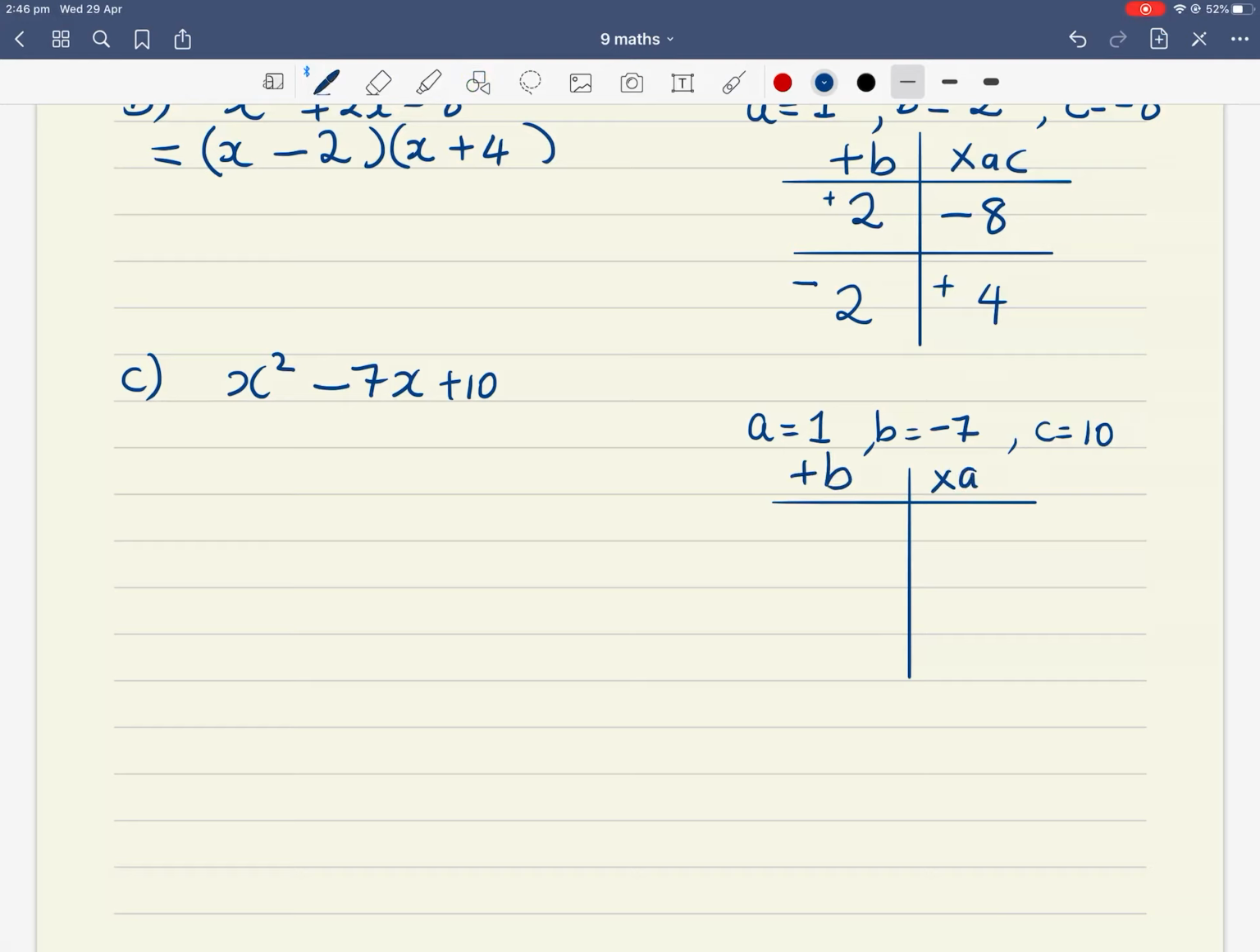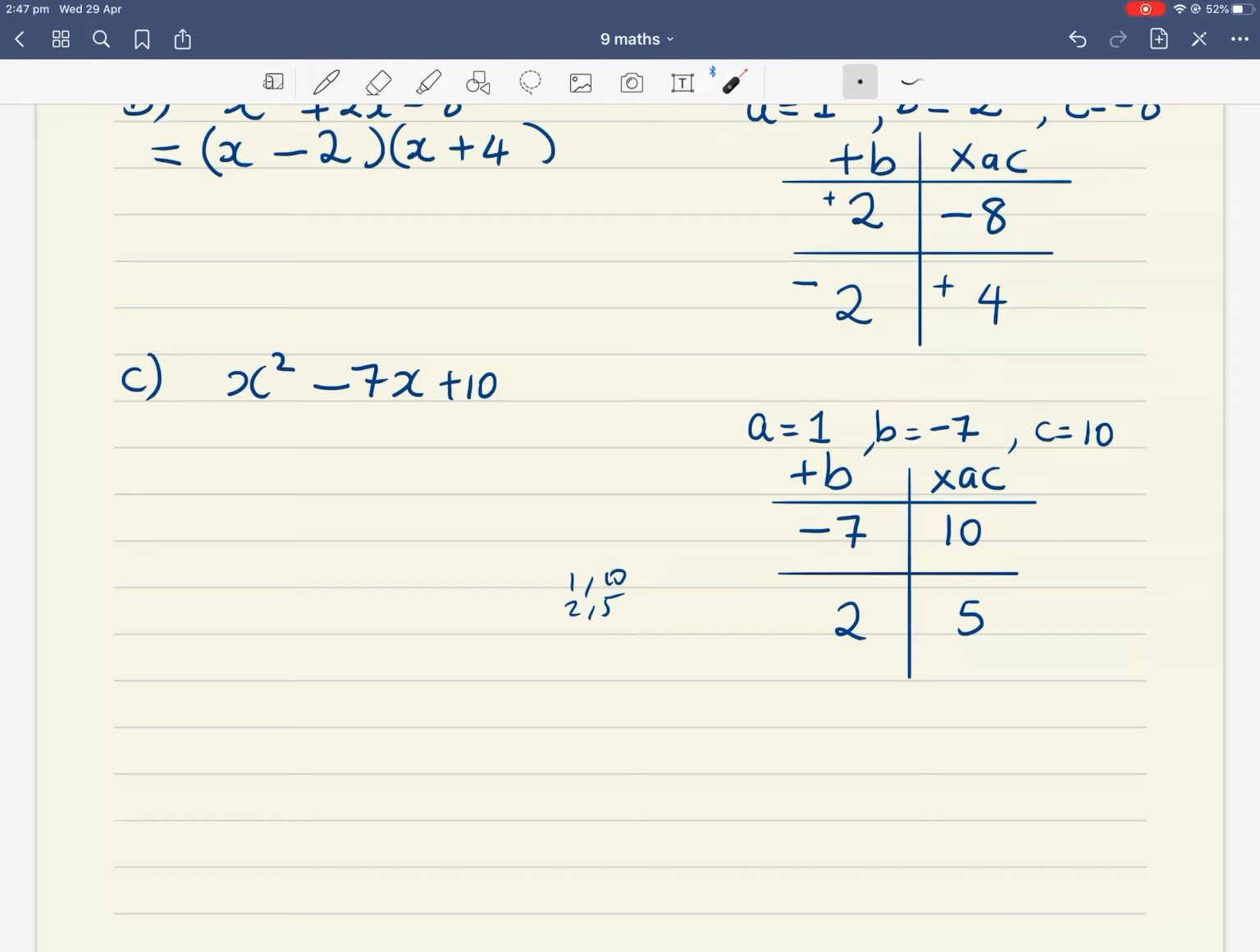You would draw up your little table, plus b times ac. B is negative 7, so in my first column I would write down negative 7. AC, A value times C value gives me a positive 10. So I'm thinking of two numbers that add to become negative 7 and multiply to be 10. So if you think about the factors of 10, you either have 1 and 10 or 2 and 5. 2 and 5 immediately screams at me, because 2 and 5 you can combine them to become a 7. So I'm going to say 2 and 5.